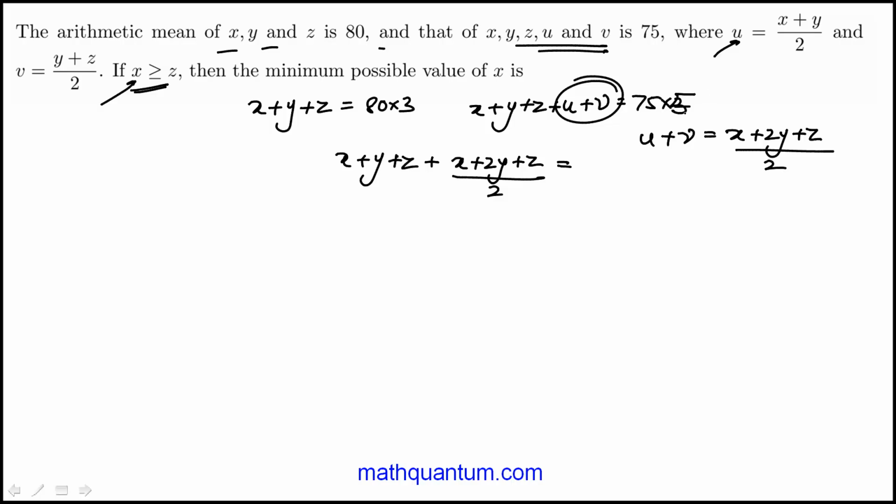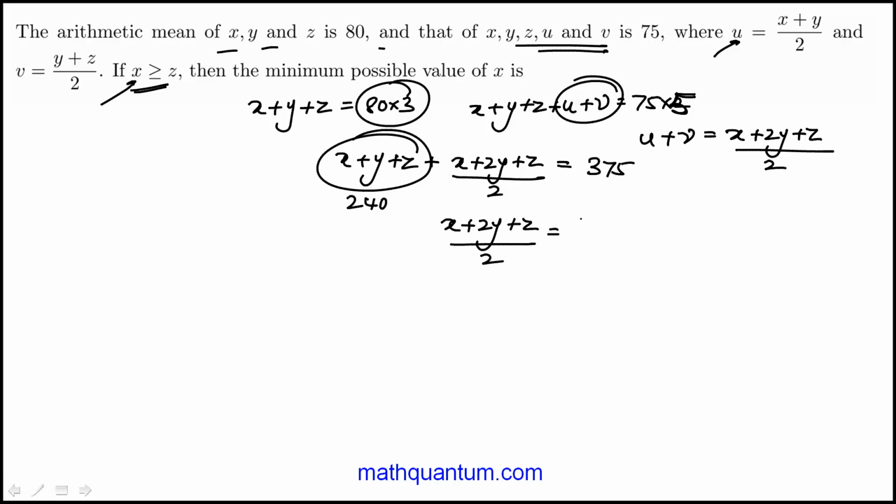So this is actually 5, so that I can do this multiplication. That is 375. This piece I already know is 80 times 3, which is 240. That means x plus 2y plus z over 2 is 375 minus 240. That's 135. So yeah, some algebra here, just manipulating things.